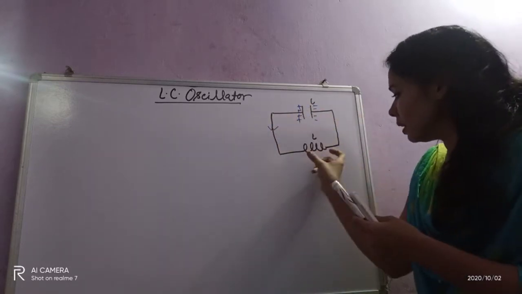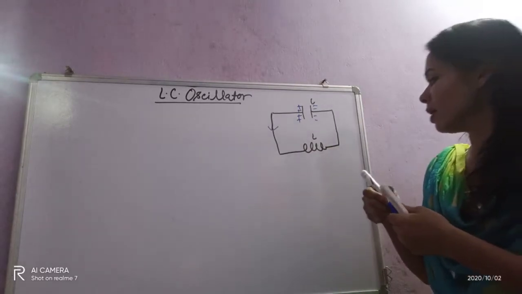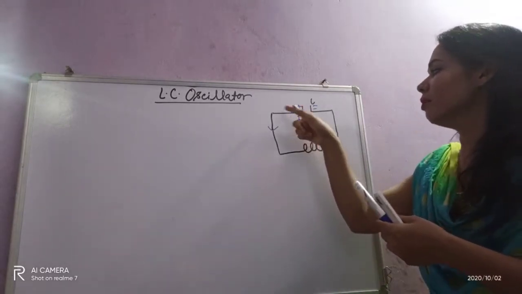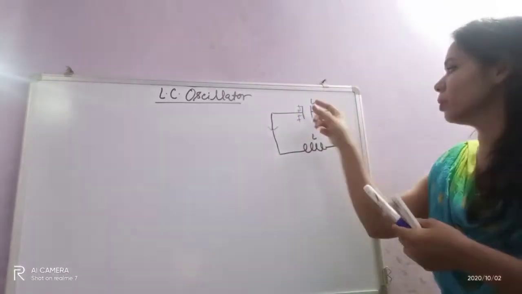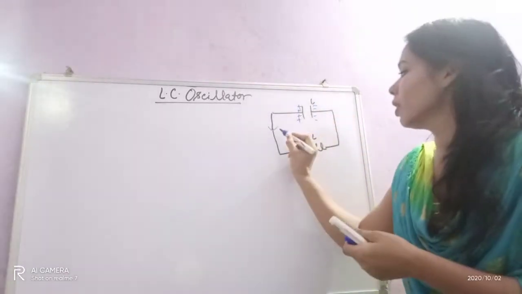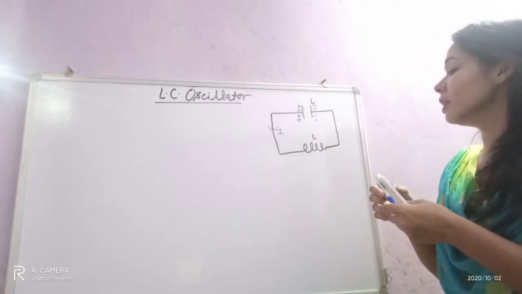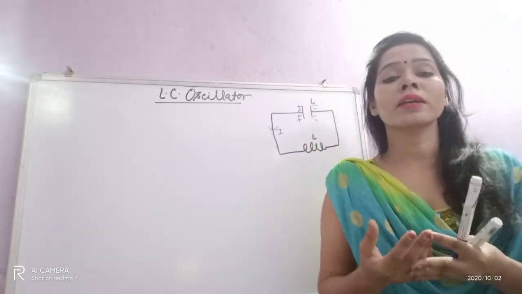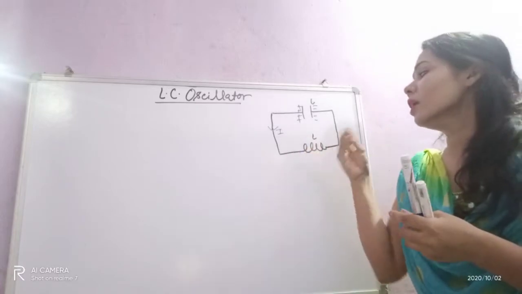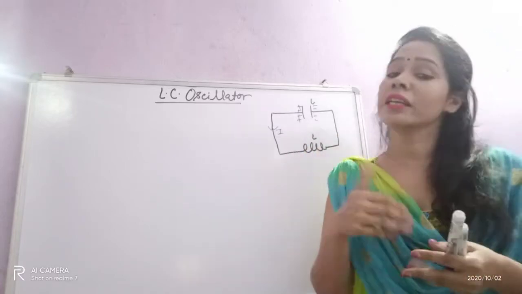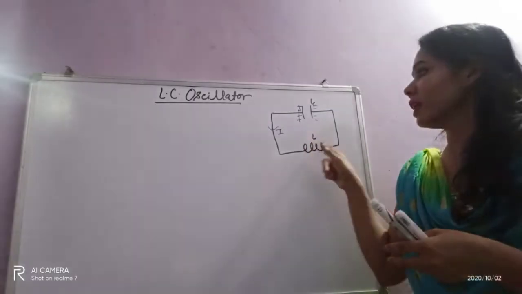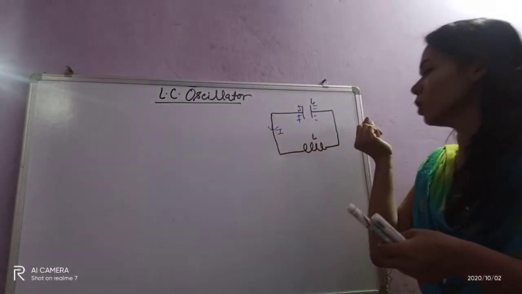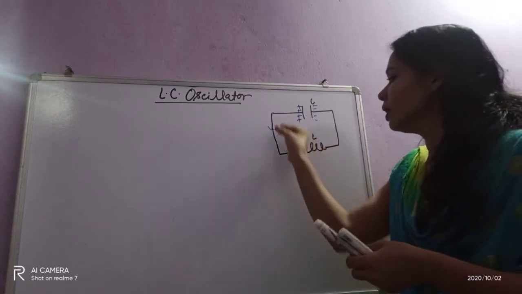But here one inductor is there, and according to its behavior, it will oppose any change. When the current increases because of the charges flowing from higher to lower potential, this inductor will induce an EMF by its nature. You know, a current carrying coil opposes any change in it, which is known as inductance, right? So this inductor will oppose any change in the current flowing through the circuit.